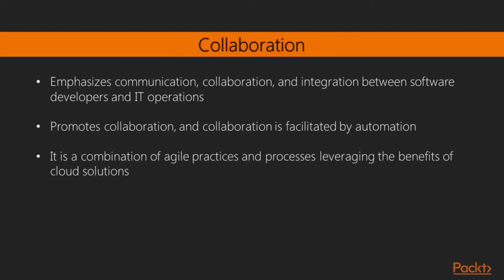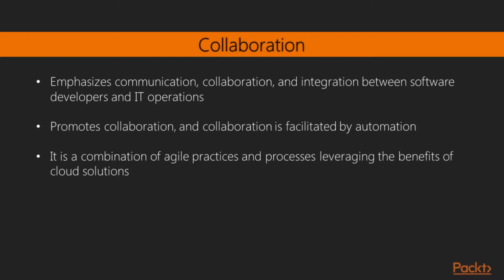Collaboration. DevOps attempts to fill these gaps by developing a partnership between the development and operations teams. The DevOps movement emphasizes communication, collaboration, and integration between software developers and IT operations. DevOps promotes collaboration, and collaboration is facilitated by automation and orchestration in order to improve processes. In other words, DevOps essentially extends the continuous development goals of the Agile movement to continuous integration and release.